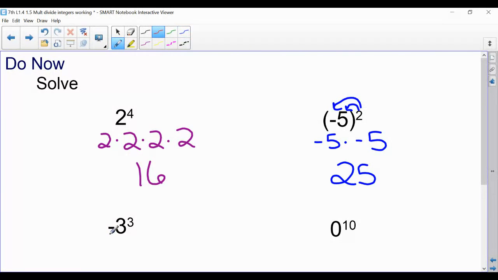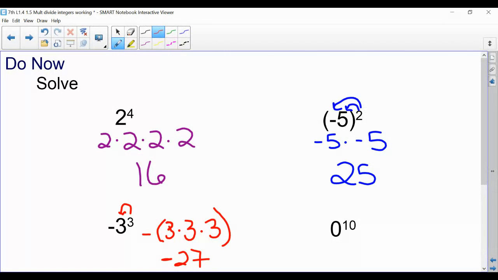Down here we have -3 to the power of 3. The exponent only applies to the base of 3. So this negative sign gets moved out front. And then we have 3 times 3 times 3. 3 times 3 is 9, times 3 is 27, and we bring down that negative sign in front.